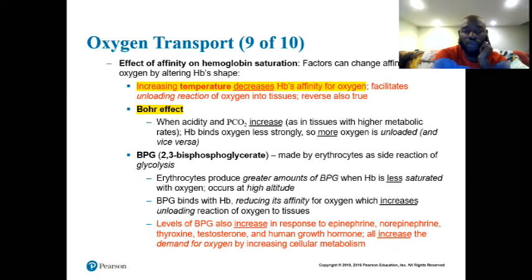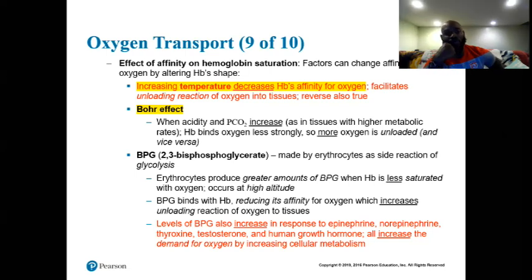You also have the Bohr effect. When acidity and your partial pressure of carbon dioxide increase, right? As in tissues with higher metabolic rates, right? Tissues working a little bit harder. Your hemoglobin binds oxygen less strongly, so more oxygen is unloaded, right? You get more oxygen in your tissues. More oxygen is unloaded, right? Which is what your body needs when you are at a higher metabolic rate.